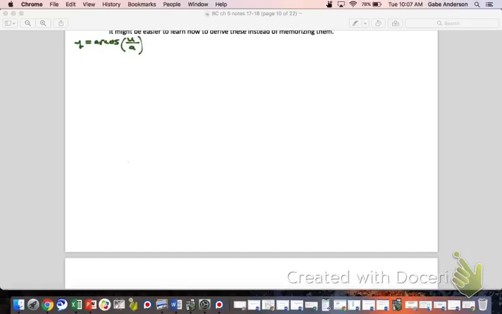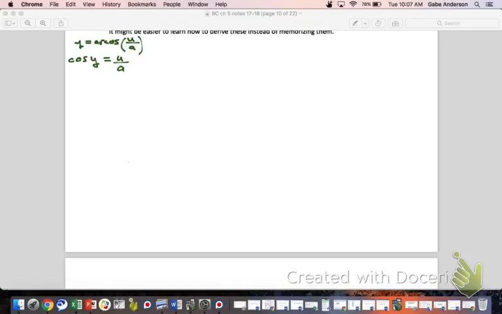If I were to write this implicitly by taking the cosine of both sides, I would get cosine of y is equal to cosine of arc cosine. Of course, that's just going to cancel out. We end up with u over a. Let's keep in mind that y is a variable, u is a variable, and a is a constant. That's the standard convention: letters at the start are constants and letters at the end are variables.